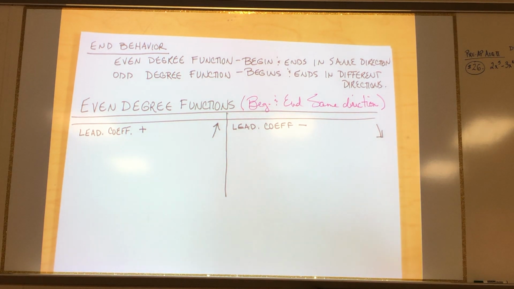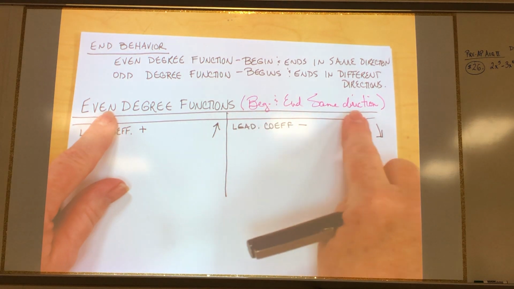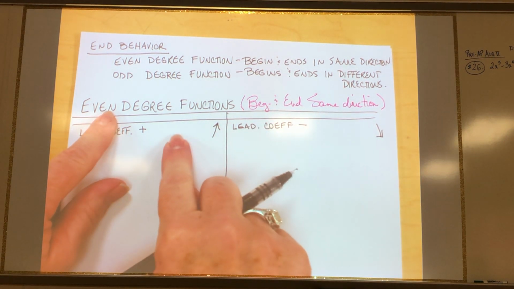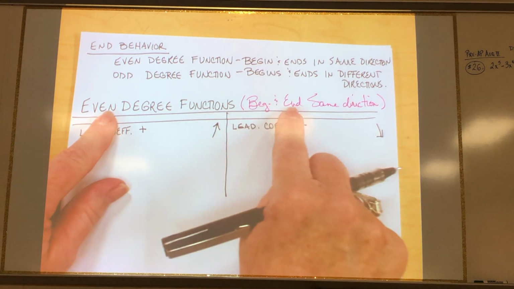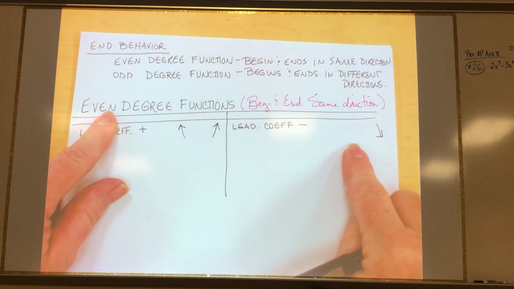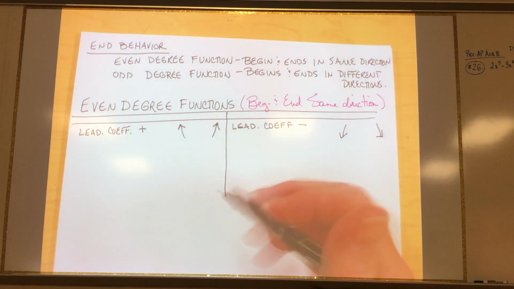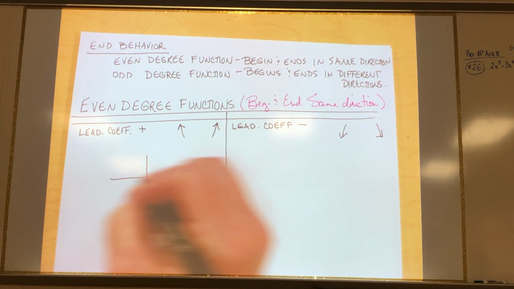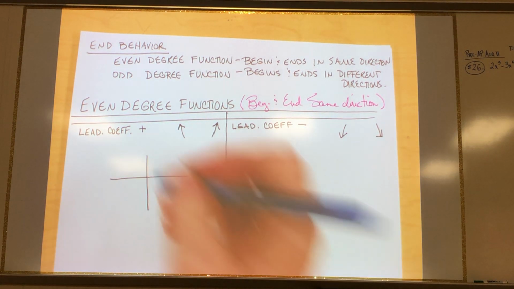Now watch this. Because he is even and he begins and ends in the same direction, I now know his left-hand behavior. What does it have to be? Same direction, so going up. What about this guy? Down. Going down, same direction. Okay, so let's look at some pictures besides those, because those are just little cheats. Here's my graph. All right, I'm going to do an easy one first.